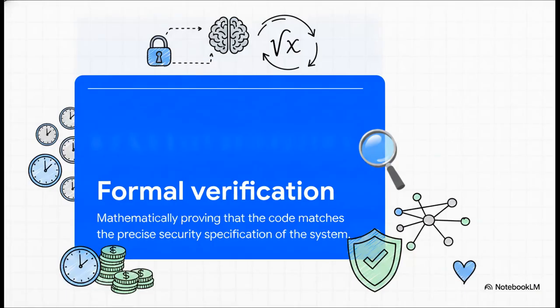And finally, the 4th method, formal verification. This is the heavy hitter, the most rigorous approach of them all. It involves mathematically proving that the code exactly matches the precise security specifications of the system. It is incredibly effective at guaranteeing a program's behavior.